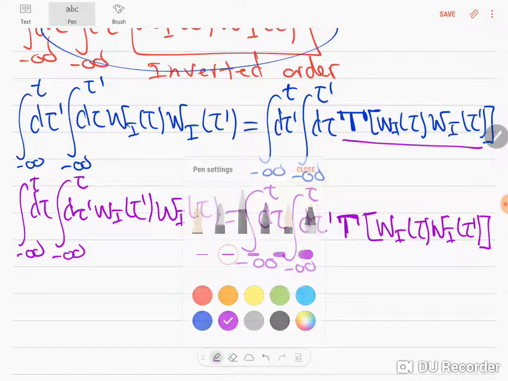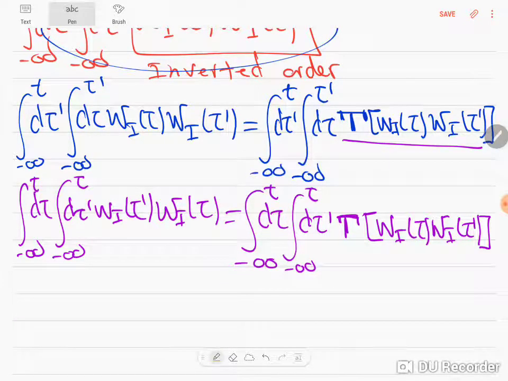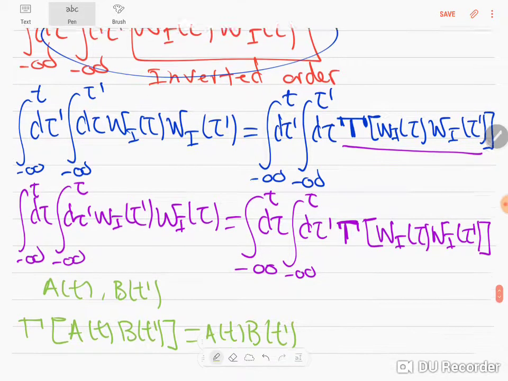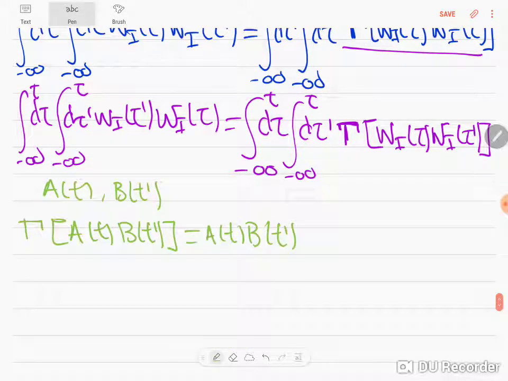And just a quick reminder that when I have two operators, A of t and B of t prime, and I apply the time ordering operator to the product of these two operators, the way to actually expand this is like this: T of A of t, B of t prime. This is equal to the product A of t, B of t prime when t prime is less than t. So that means that we just write theta of t minus t prime. And when t prime is greater than t, then the product is B of t prime, A of t.